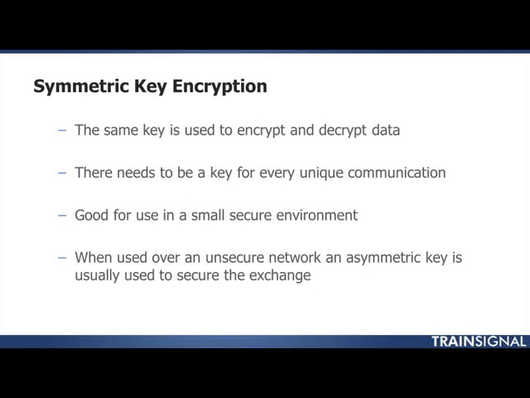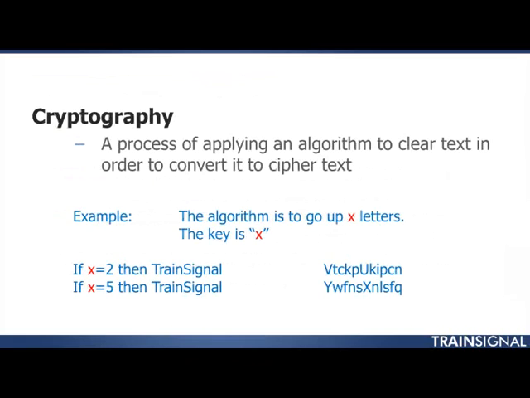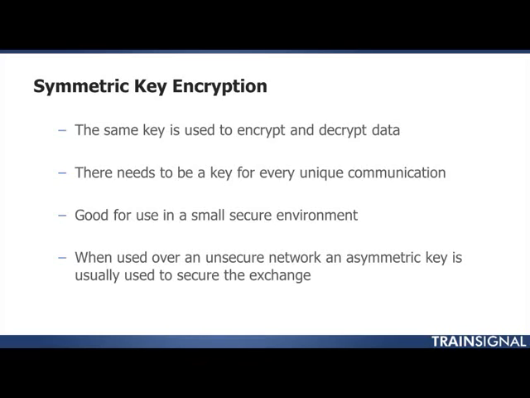Now, when we use symmetric key encryption, the same key is used to encrypt as the one that is used to decrypt. If I go back a second, you'll notice that this example would be kind of like using a symmetric key. In other words, if the algorithm is to go up X letters and the key is 2, then the way you decrypt it is just to go down 2 letters. The key is still 2. You just reverse the algorithm and use the same key. So that's what we mean by symmetric key encryption. The same key used to encrypt is used to decrypt.